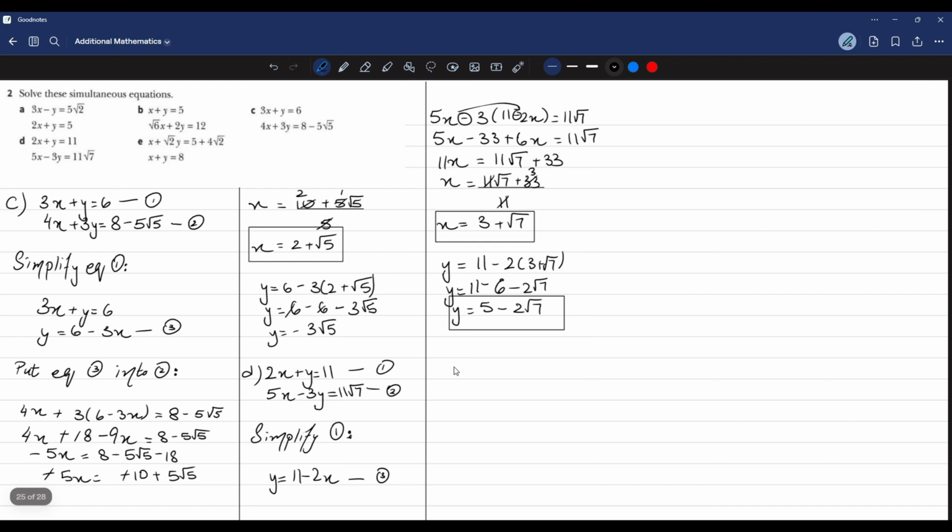Okay, for part E, we're just copying down the question first. x plus root 2 y is equal to 5 plus 4 root 2, and this would be equation 1. And x plus y is equal to 8, and that's equation number 2. So if I were to simplify equation 2, I would get x is equal to 8 minus y. Okay, and I will say that this is equation number 3.